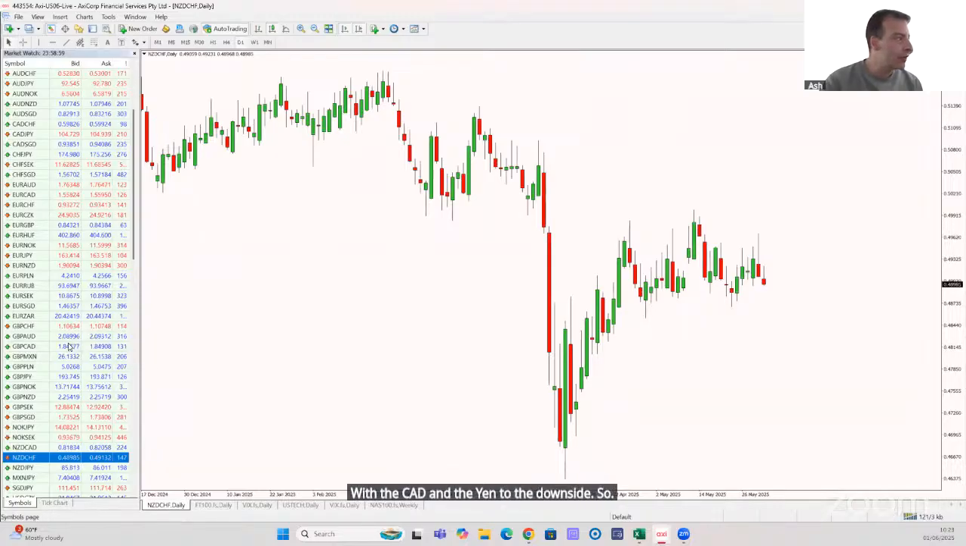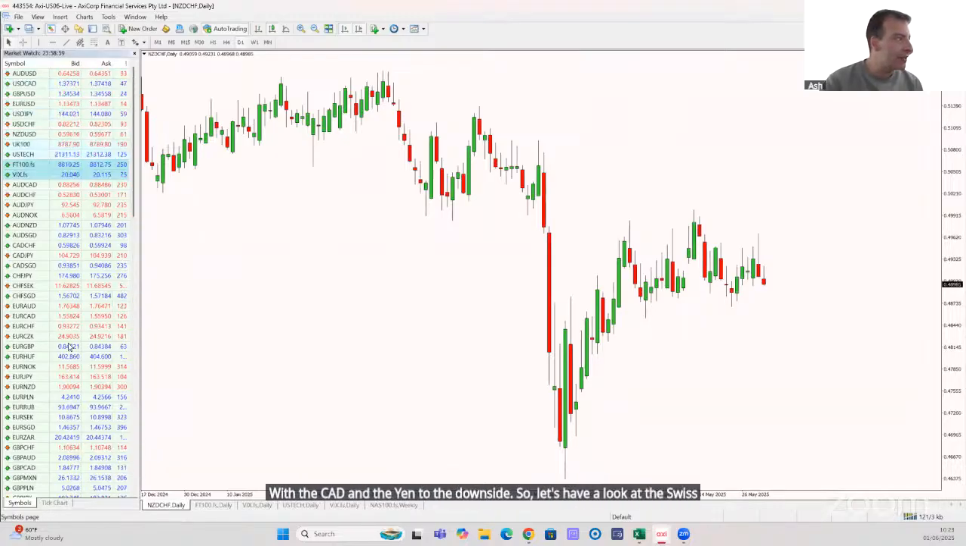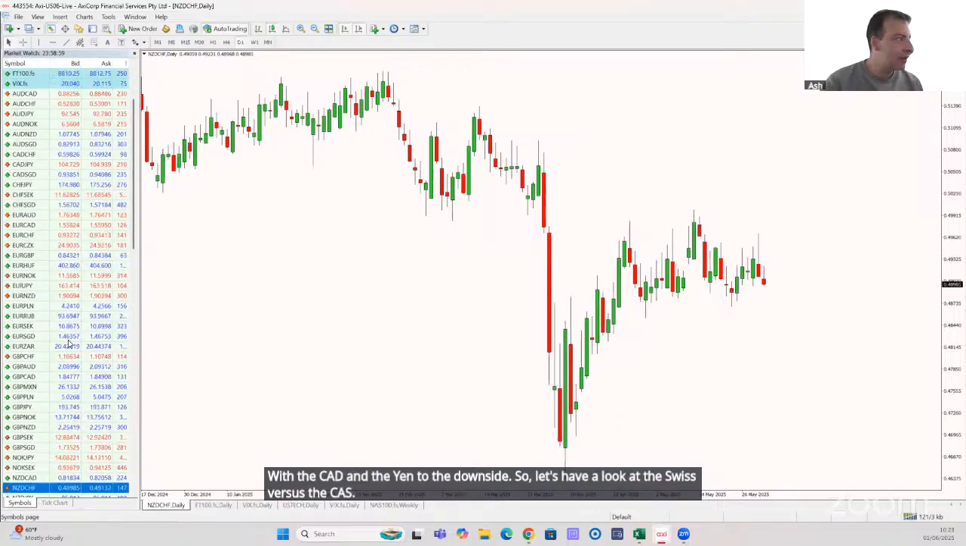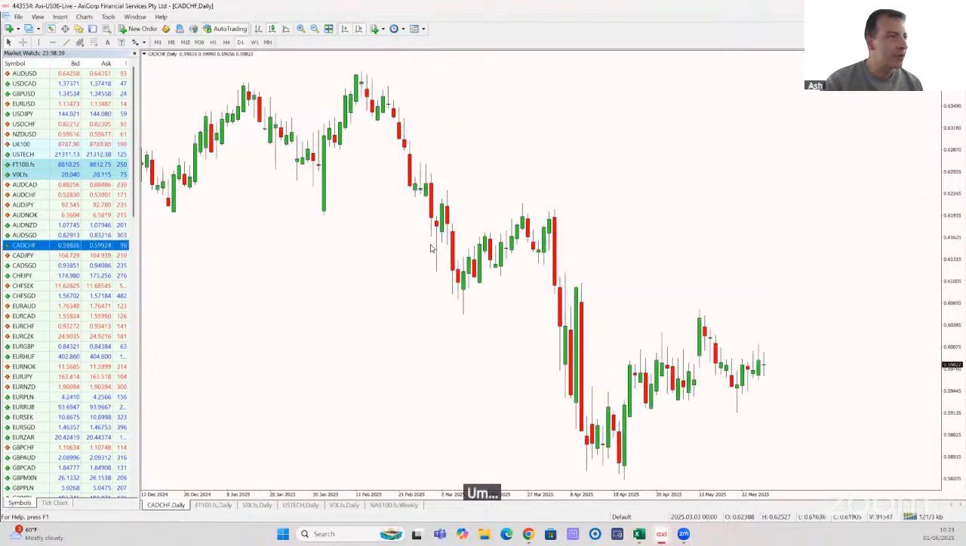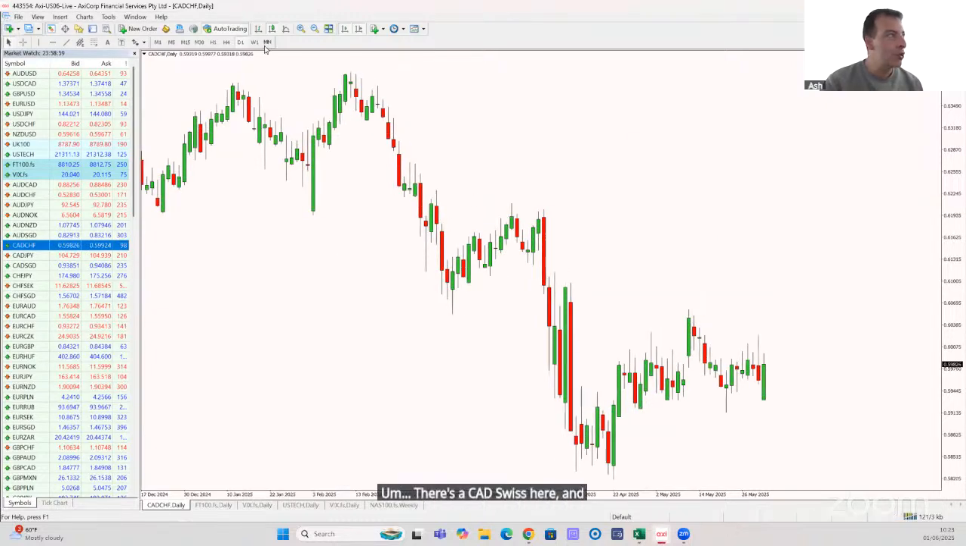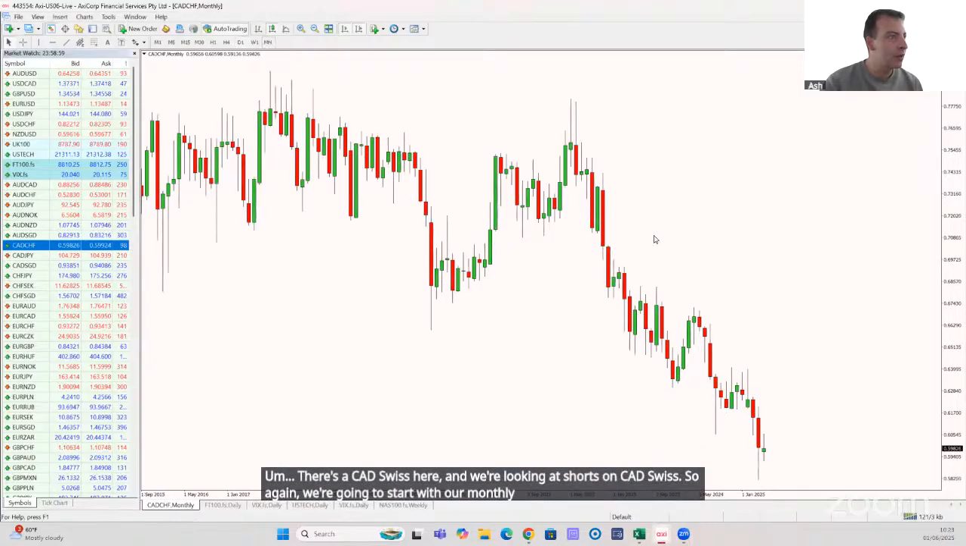So let's have a look at the Swiss versus the CAD. There's the CAD Swiss here, and we're looking at shorts on CAD Swiss. So again, we're going to start with our monthly picture. Long move to the downside.